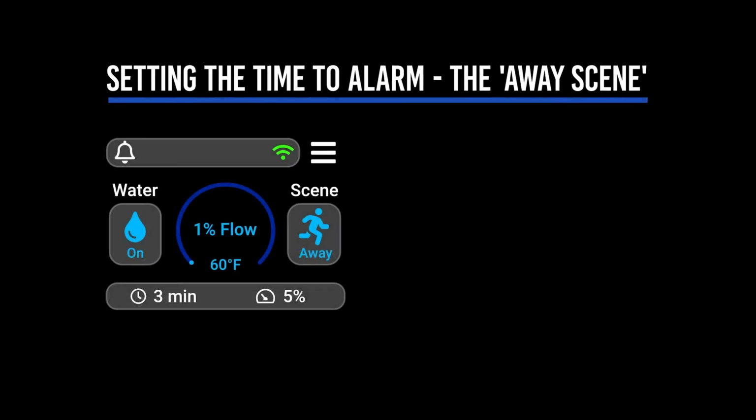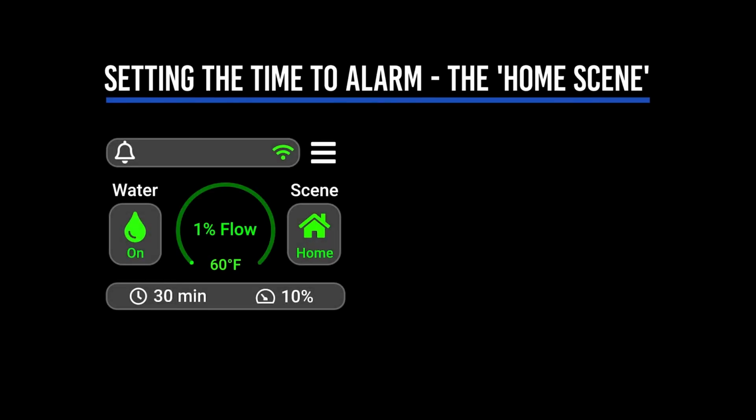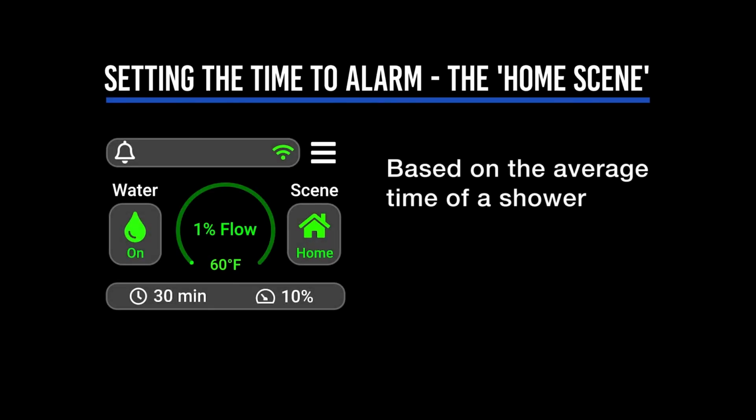In the away scene, we like to start strict and then expand where we need to. A typical recommendation for the time to alarm in the away scene would be somewhere between 2 to 5 minutes. Enough time for a toilet to fill or an ice maker to run. Now, the home scene can be a bit more generous. Generally, we recommend setting the time to alarm based on the average time of a shower within the home. This actually tends to be the longest call for water while somebody is in the home. We'd probably be looking at somewhere between 20 to 45 minutes.